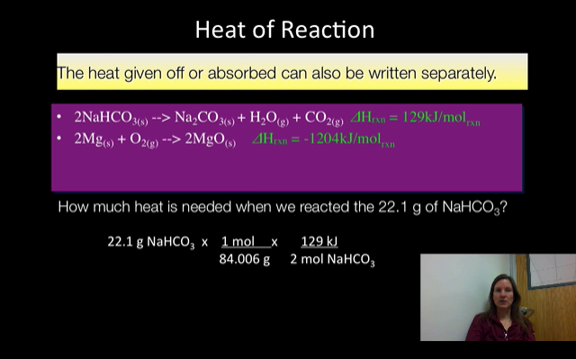So essentially it's stoichiometry, gram to mole, but instead of going mole to mole, you go gram to mole, mole to energy, given the heat of the reaction is a specific amount of energy per mole of the reaction.